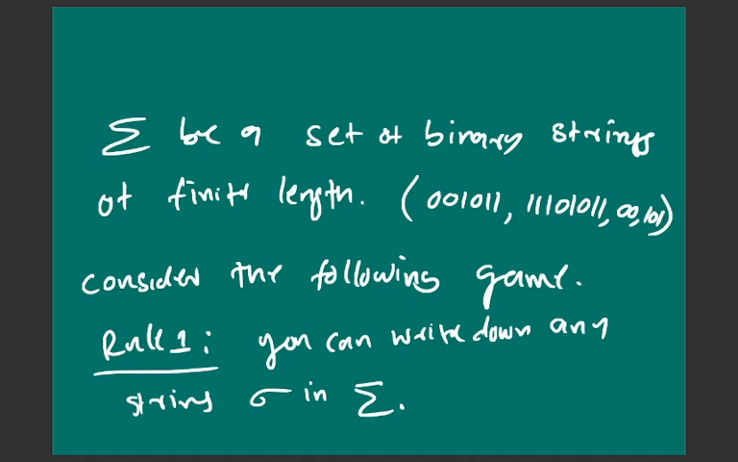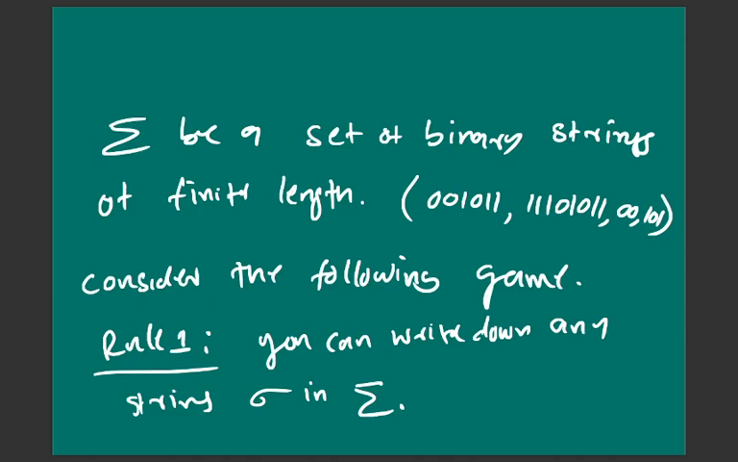Okay. So here are some questions. Here I introduce a new setting: sigma is a set of binary strings of finite length. Okay. Sigma can be infinite, but every binary string is of finite length. Some examples: sigma contains 0 0 1 0 1 1 1 1 1 0 1 0 1 1 or 0 0 1 0 1. So these strings are there in sigma, for example.